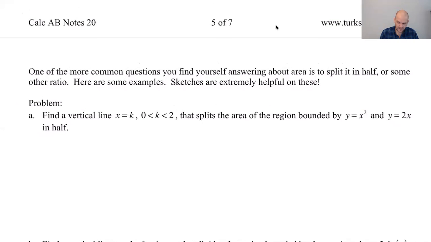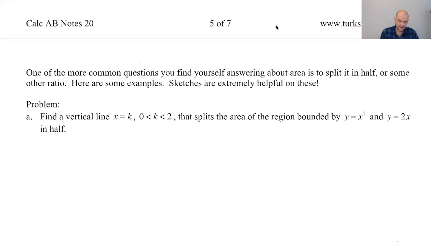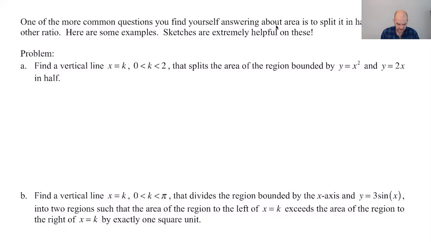All right, so one of the things you do a lot of, maybe not in the quote unquote real world, but in the calculus world, is you're always finding a way to split a region in half or in some other weird ratio using either a vertical line or a horizontal line. So let's take a look at some of these. Find a vertical line, x equals k, where k is between 0 and 2, that splits the region bounded by y equals x squared and y equals 2x exactly in half.